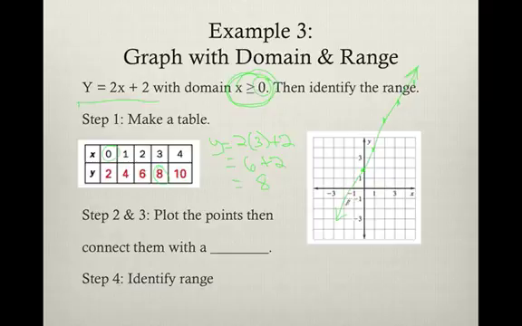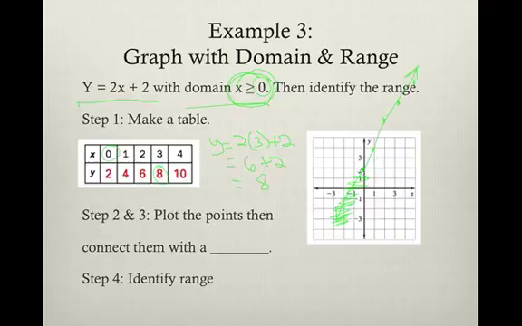Remember, this line goes on and on and on, so I eventually will make it to x is -5. Can x be -5? No, I cannot plot any points that are not going to be on the graph. So this section of the line does not exist as soon as I say I have a domain. So I cannot graph this with a line.